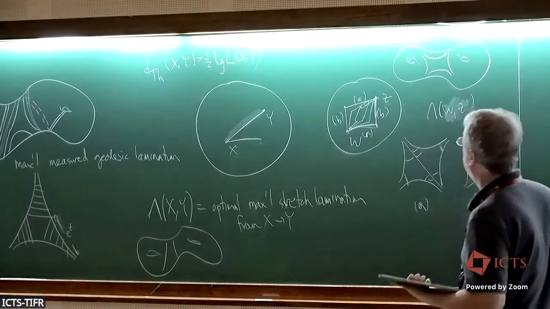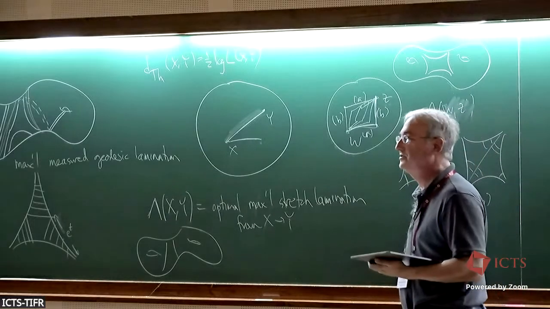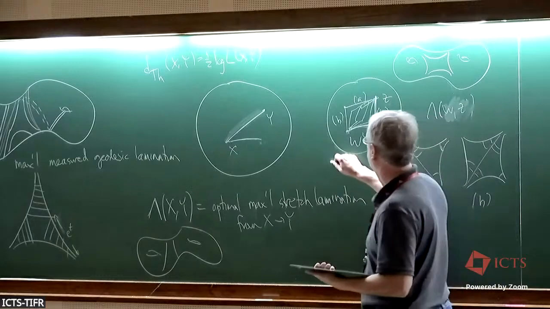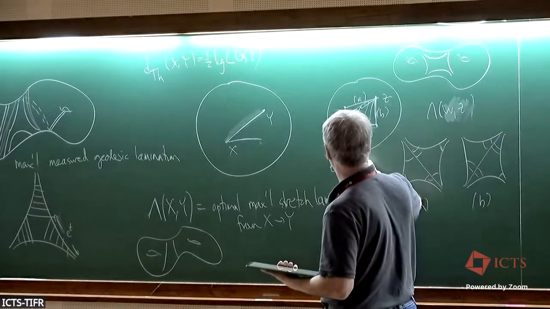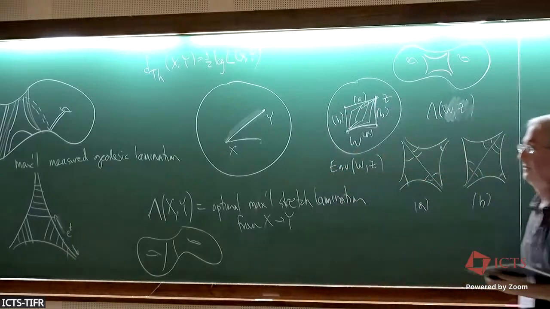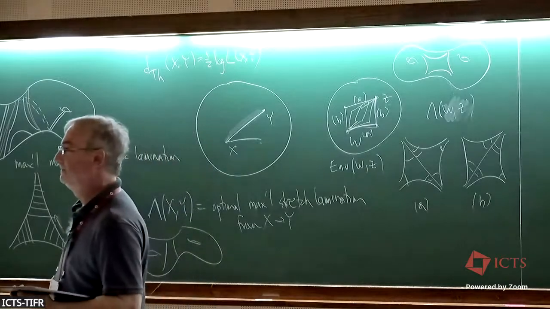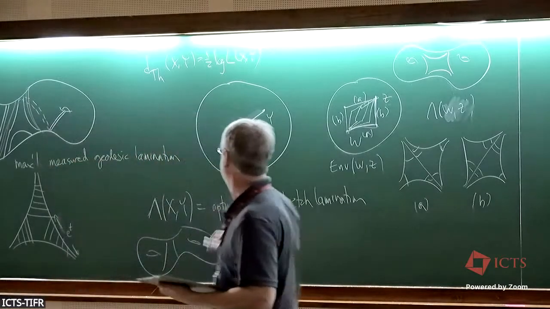I'm talking about the set of all possible geodesics from W to Z, and that is what I will mean by the envelope from W to Z. It is a union. I'm not telling you how thick it is or anything like that. Okay? I will later describe this for you.